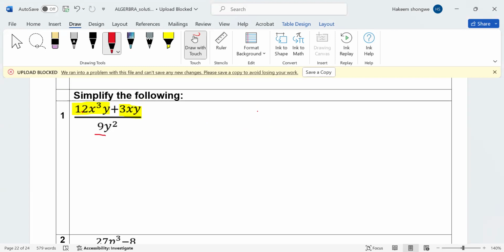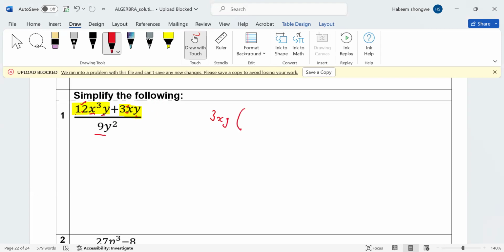3x. So we say between 12 and 3, what's common? It's 3. You will agree. Now we look at, do we have x here and then we also have x here? Yes. You said we take the one with the smallest exponent. So which one has the smallest exponent? So we take x. And then do we have y this side? And then what is the smallest? So we take y. Open bracket.